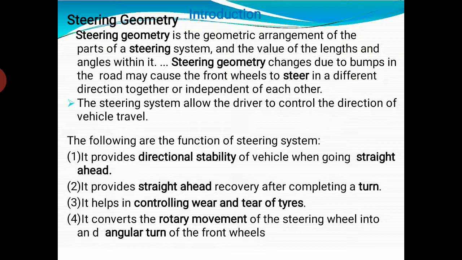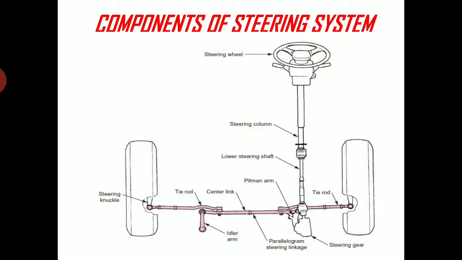So we have seen what the functions are. It should provide directional stability straight ahead. It provides straight ahead recovery after completing a turn. It helps in controlling wear and tear of the tires. It converts rotary movement of the steering wheel into the angular turn of the front wheel. These are the functions of the steering system.